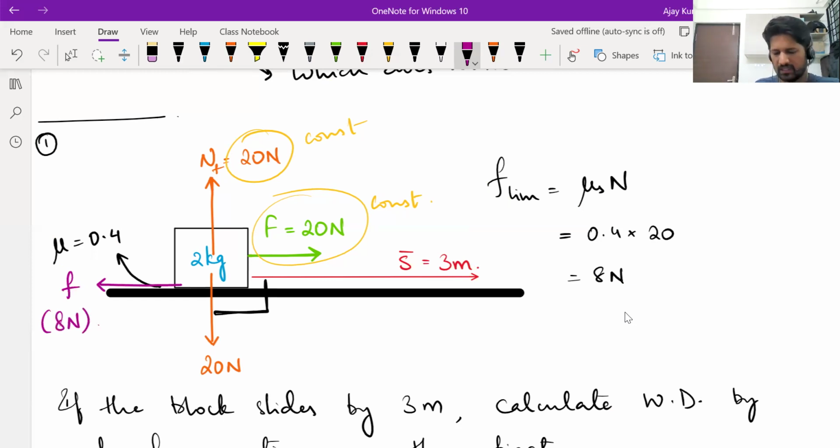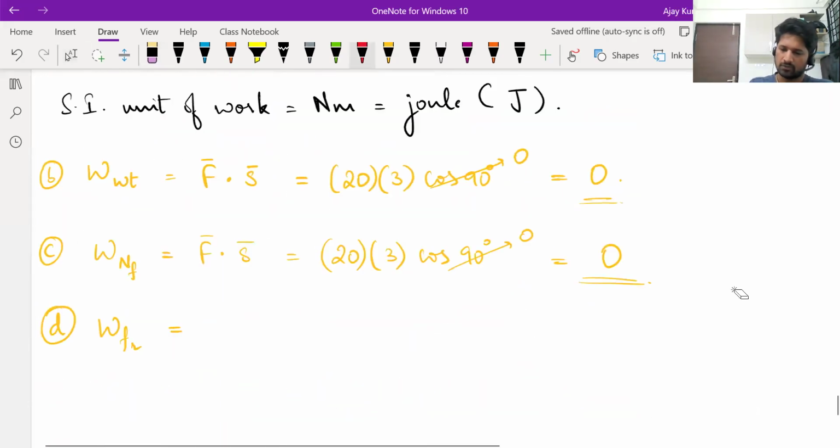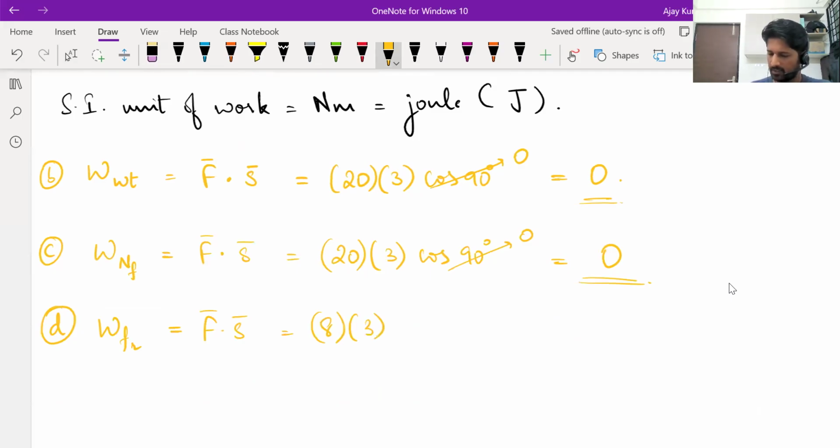8 Newton. And it's a constant force, because throughout the journey, normal force doesn't change, coefficient of friction doesn't change. Then friction itself won't change. So again, F dot S can be used. Friction is 8 newtons. Displacement is 3 meters.